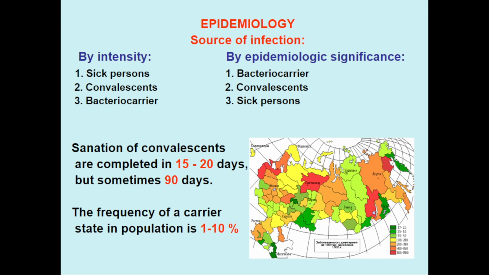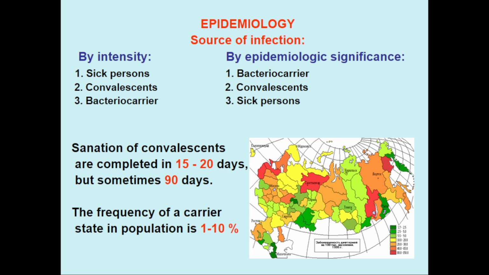By epidemiologic significance, the most dangerous from the epidemiologic point of view is the bacteria carrier, because he doesn't know he's sick and he spreads the disease. Then the convalescent, and in third place the sick person. By intensity, in first place, of course, is the sick person, then the convalescent, and only then the bacteria carrier. But a sick person usually knows that he's sick and stays at home or is in bed in a hospital.